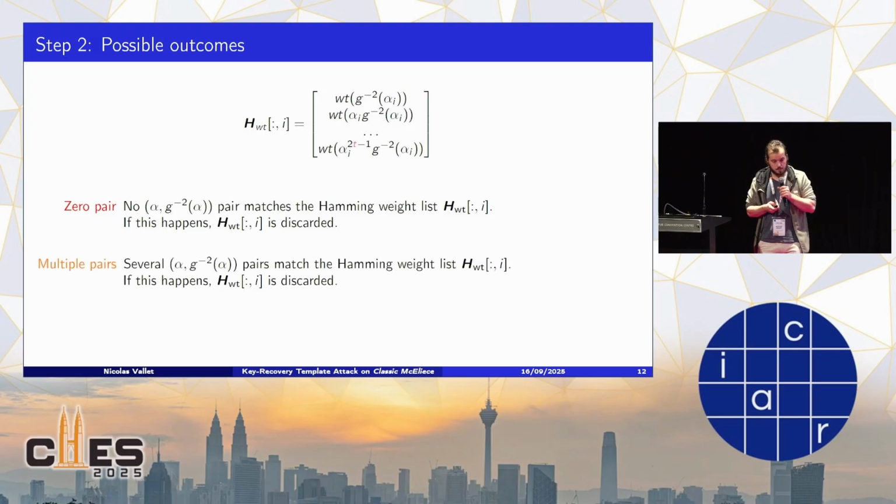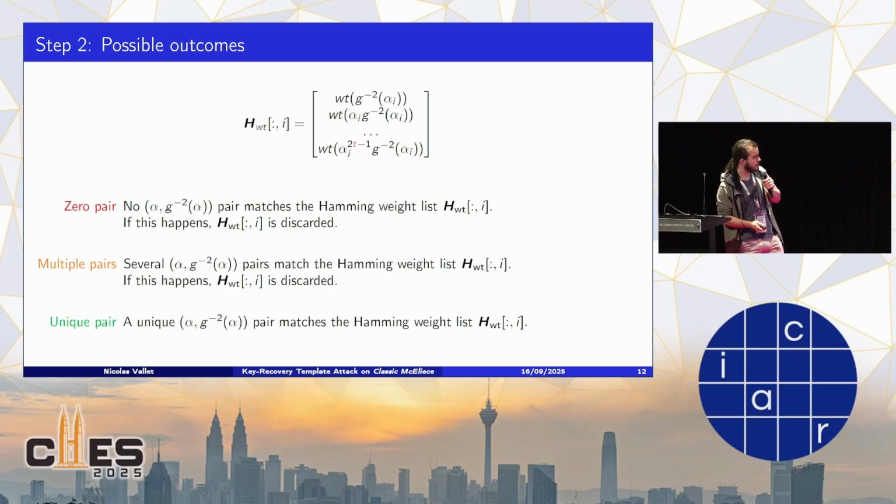Then another possibility is the multiple pairs outcome, where several pairs will match the Hamming weight list. We will see in the next slide how often this outcome can happen. And in such a case, as we have no way to distinguish which pair is the correct one, we will also discard that list of Hamming weights.